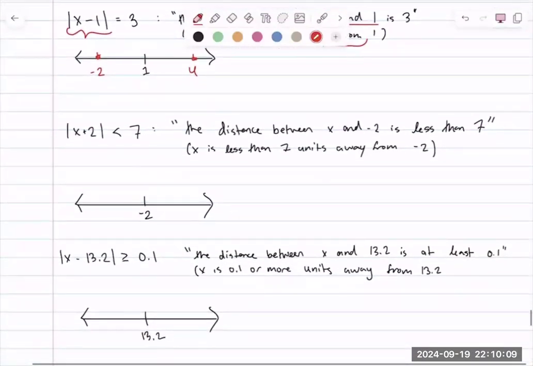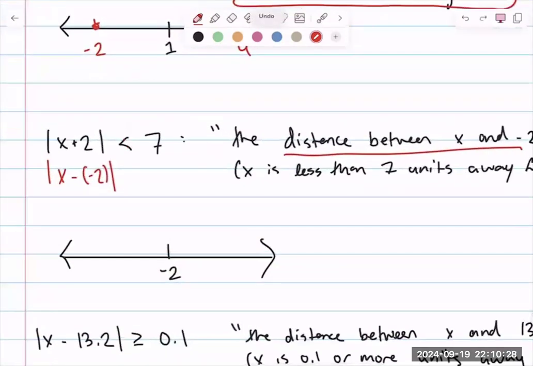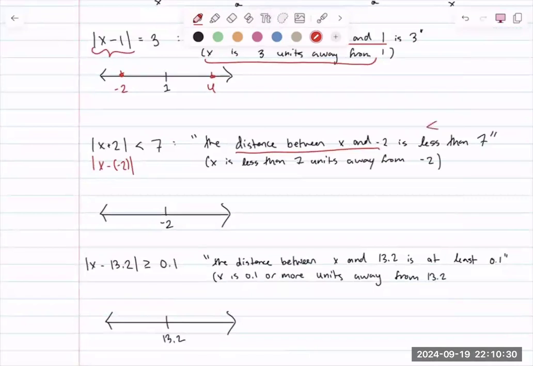Now, what if we have a plus in here? So the absolute value of x plus 2 is less than 7. Well, the absolute value of x plus 2 is the same as the absolute value of x minus negative 2. And so this is just the distance between x and negative 2. And I'm saying that this, remember, alligator eats the bigger one, is less than 7.